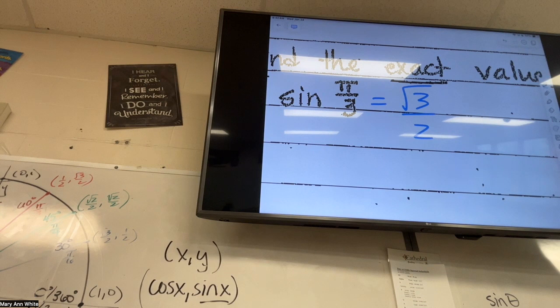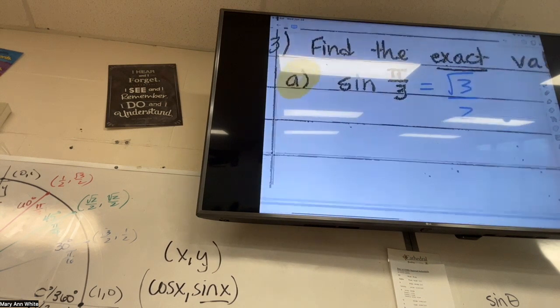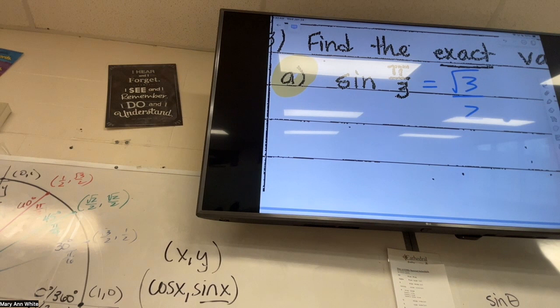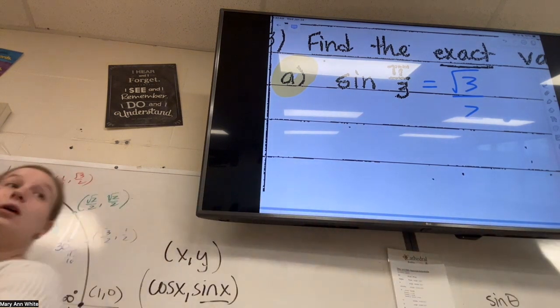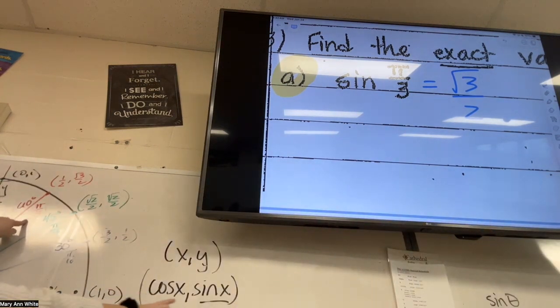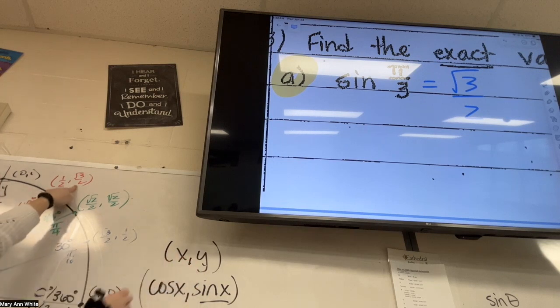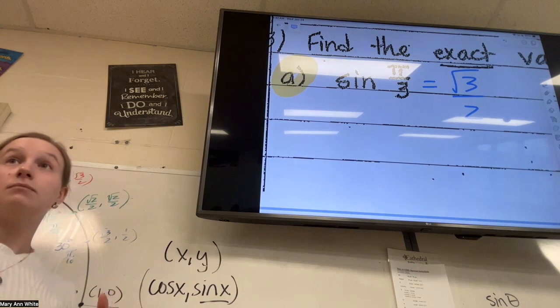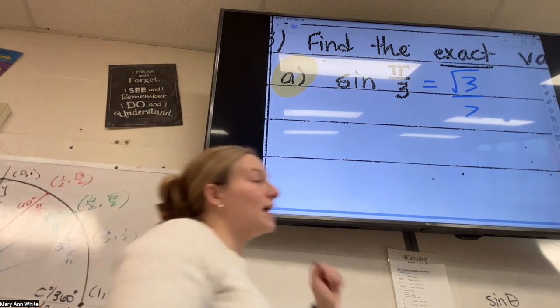Oh, that's cool, right? All we did is we went to pi over 3 on our unit circle, and then we went to the sine value or the Y value. So we went to the Y value at pi over 3. If you put sine of pi over 3 in your calculator, you will get the decimal version of root 3 over 2.